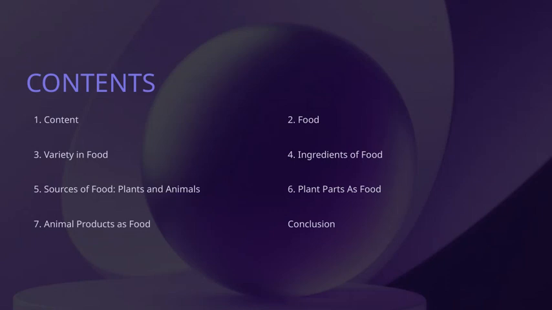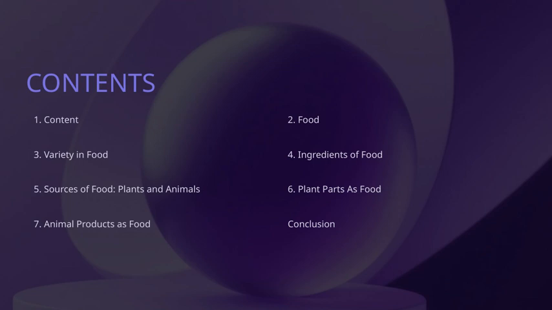Let's take a look at the contents of our presentation. First, we have content, which covers the basic idea of what food is. Then, moving on, we explore variety in food, highlighting the different types and tastes we encounter. Next, we'll discuss the sources of food, focusing on both plants and animals. Following that, we look specifically at animal products as food, which are an important part of many diets.